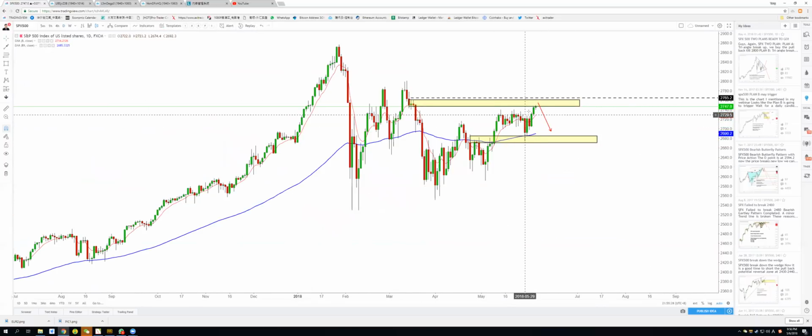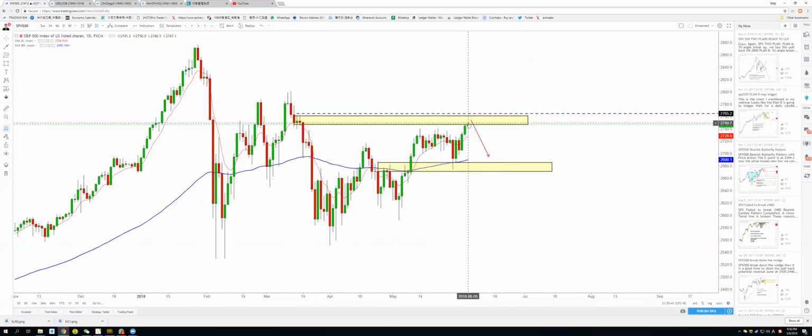So don't chase the high, don't buy the high. Take some profit if you have a long position. I feel that the price is facing strong resistance at this stage.